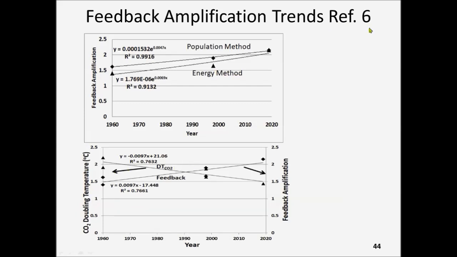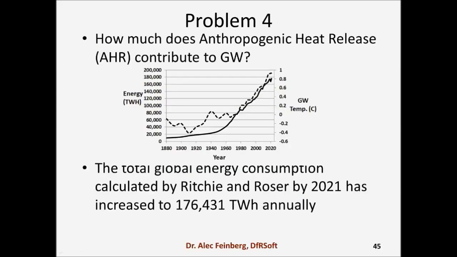Now, I also, in this paper here, reference 6, I show that the doubling temperature has an opposing rate. It's reducing over time. So the CO2 doubling temperature is reducing over time. So if you want to know the details of that, you have to go to reference 6. And that offsets a little bit of the feedback problem. Okay, so that's that equation.